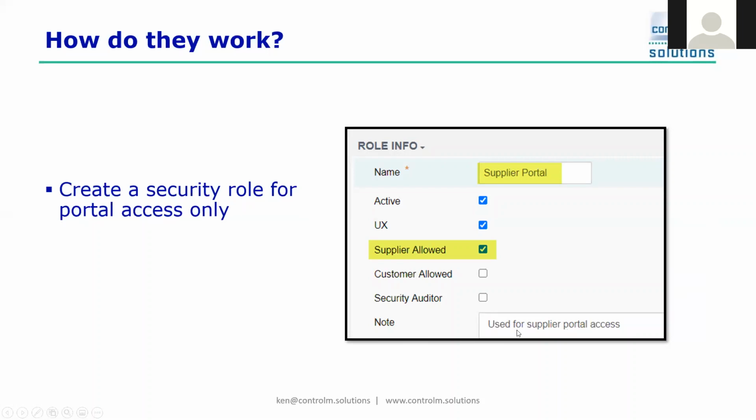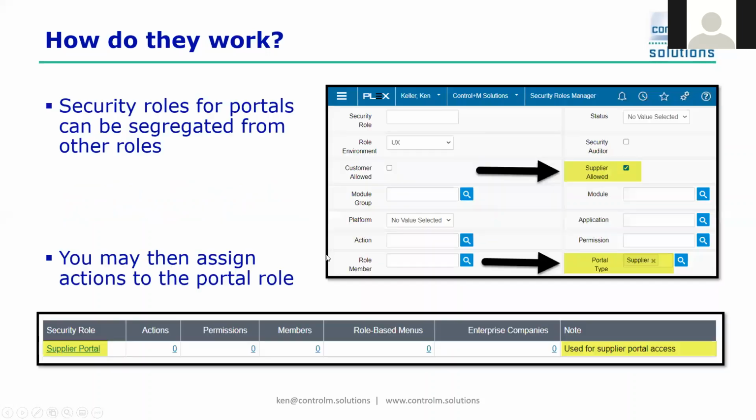But in the notes section, I always say used for supplier portal or customer portal. But if we do it this way, I'm going to show you here in a moment how we can segregate. So security roles for portals can be segregated from other roles in the security roles manager. And in order to see them, actually, you have to select either the supplier allowed or the customer allowed flags to see those roles. And then the other nice thing about UX, and this is just a big advantage to using UX, is the ability to search by portal type, either by supplier portal, customer portal, or employee portal.